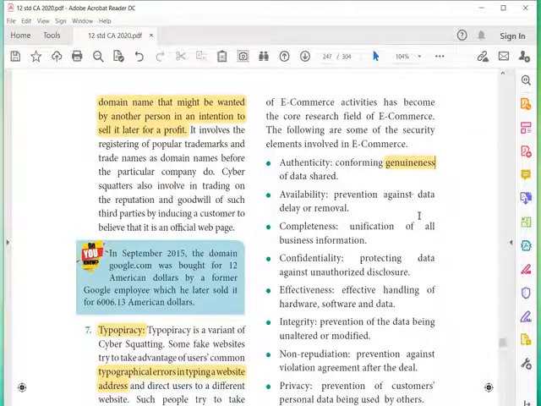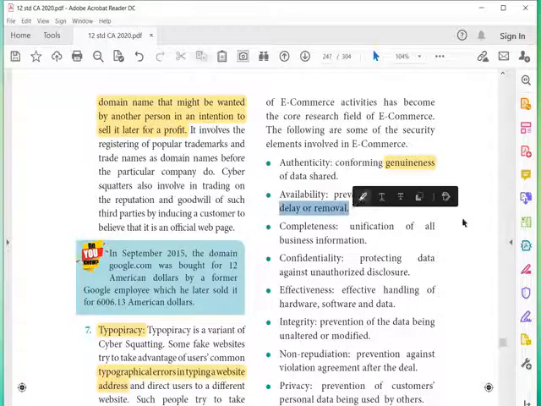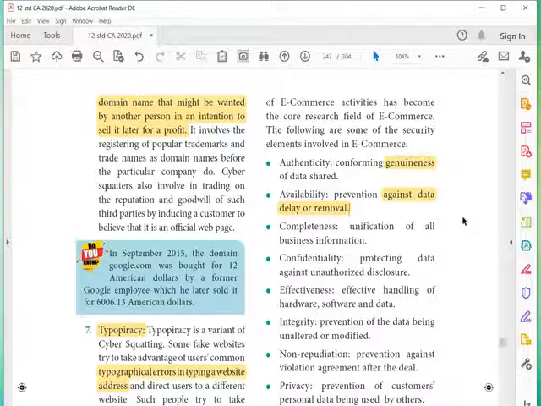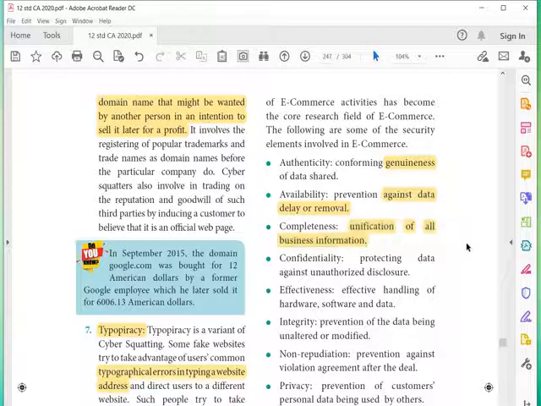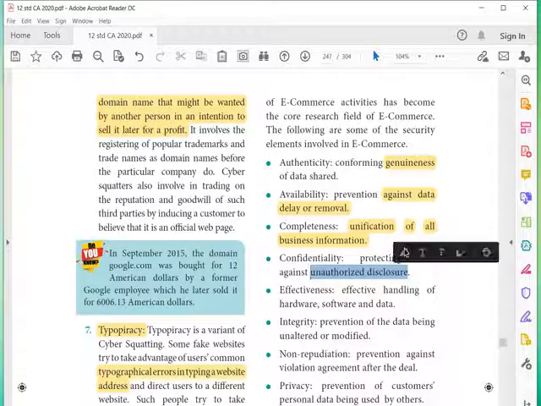Next, availability, prevention against data delay or removal. That is, while we transact, it should be cleared whether the two companies are there, whether the bank accounts are available. These things should be checked. Then completeness, unification of all business information. If there are multiple or concurrent requests, then they should be completed one by one. Confidentiality, protecting data against unauthorized disclosure. So if data is requested by someone, it should be protected. It should be cleared whether it is from an authorized dealer or not.